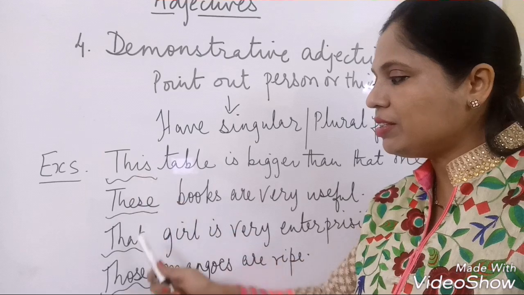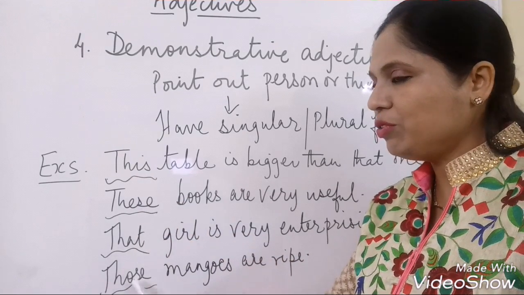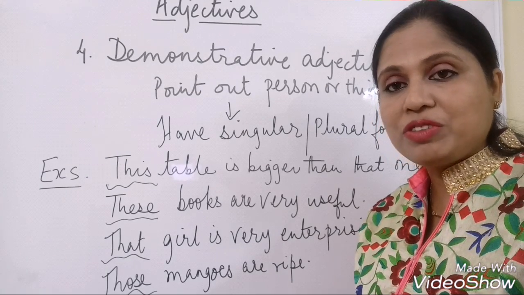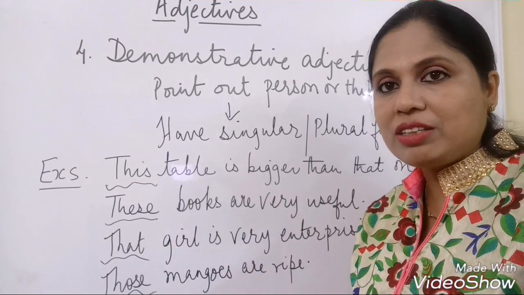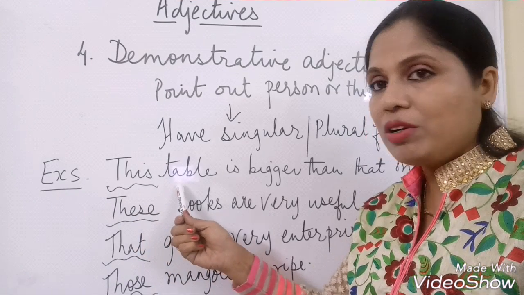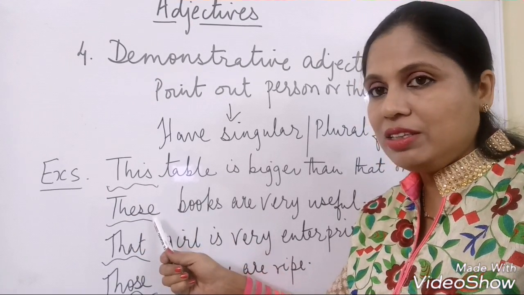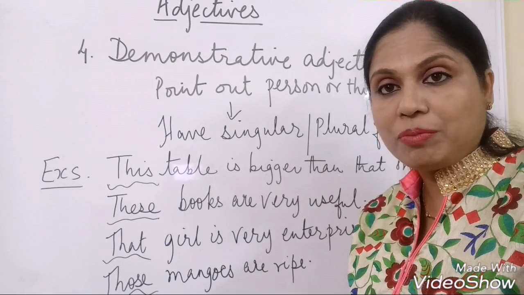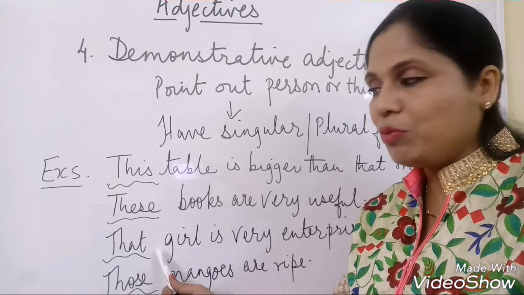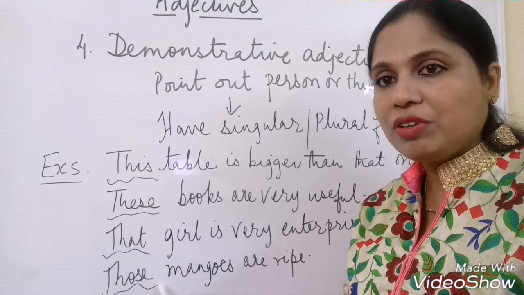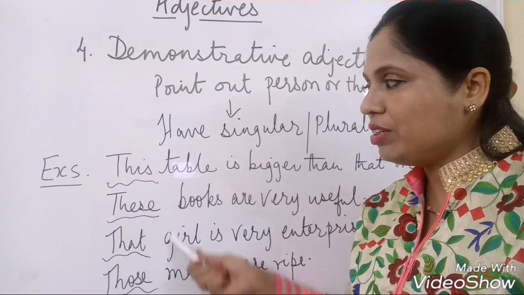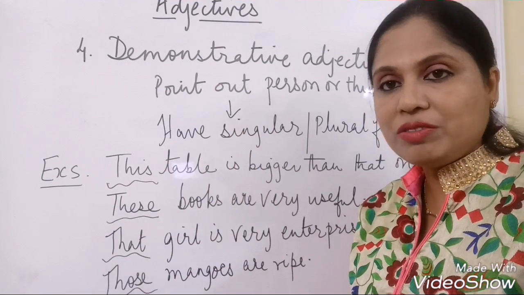The difference between this and that and these and those is that of the distance. So what is close to me in terms of space, or time, is expressed by the word this and these, and whatever is distant from me in terms of space or time is expressed by the word that or the word those. So these are the four words that are known as the demonstrative adjectives.